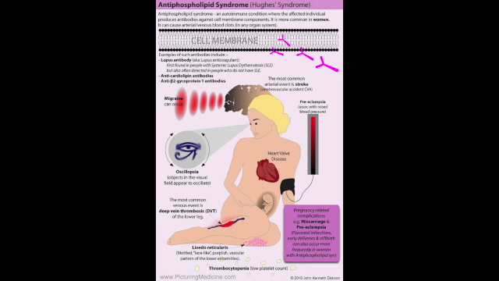Livedo reticularis, valvular heart disease, and neurologic symptoms: stroke, TIA, cognitive effects. So remember, recurrent miscarriages for antiphospholipid, and also factor V Leiden can have recurrent miscarriages as well.